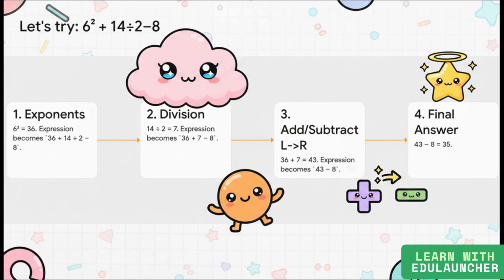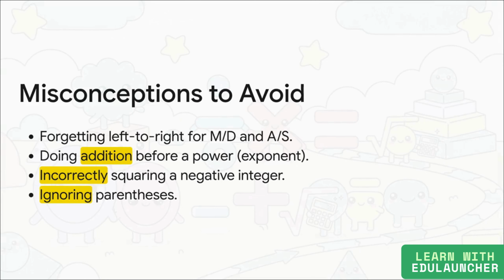It's just addition and subtraction left, so we just go left to right. 36 plus 7 is 43. And finally, 43 minus 8 gives us our final answer, 35. We did it. So just keep this little checklist in your head. Remember the partner rule, left to right for multiplication and division and for addition and subtraction. Always do powerful exponents before you do weaker stuff like addition. Be super careful with those negative numbers and parentheses, and never ever ignore a package deal.